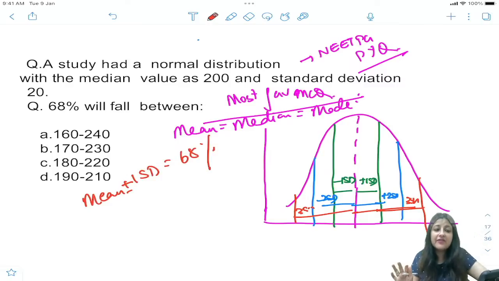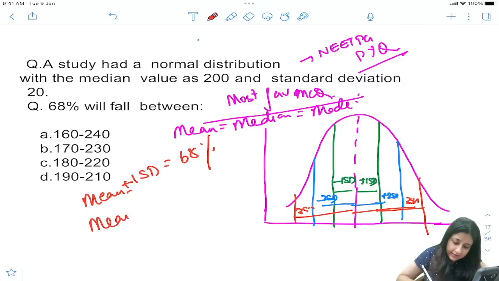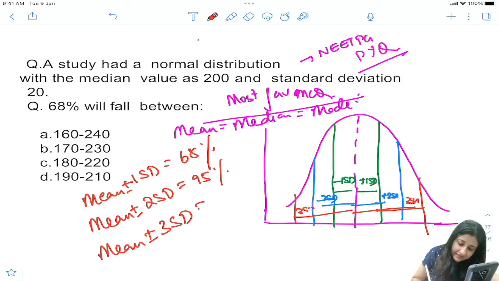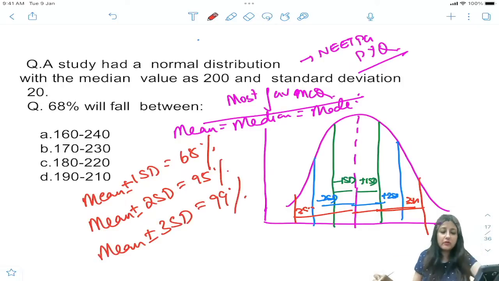This can come in FMG exams, guys. It's not very difficult or something. Mean plus minus 2 SD covers 95% observations. And mean plus minus 3 SD covers 99% observations. Okay, very good. You can remember as 68.3, 95.4, 99.7, but better is to round them up for your exam purpose, okay? Very good.